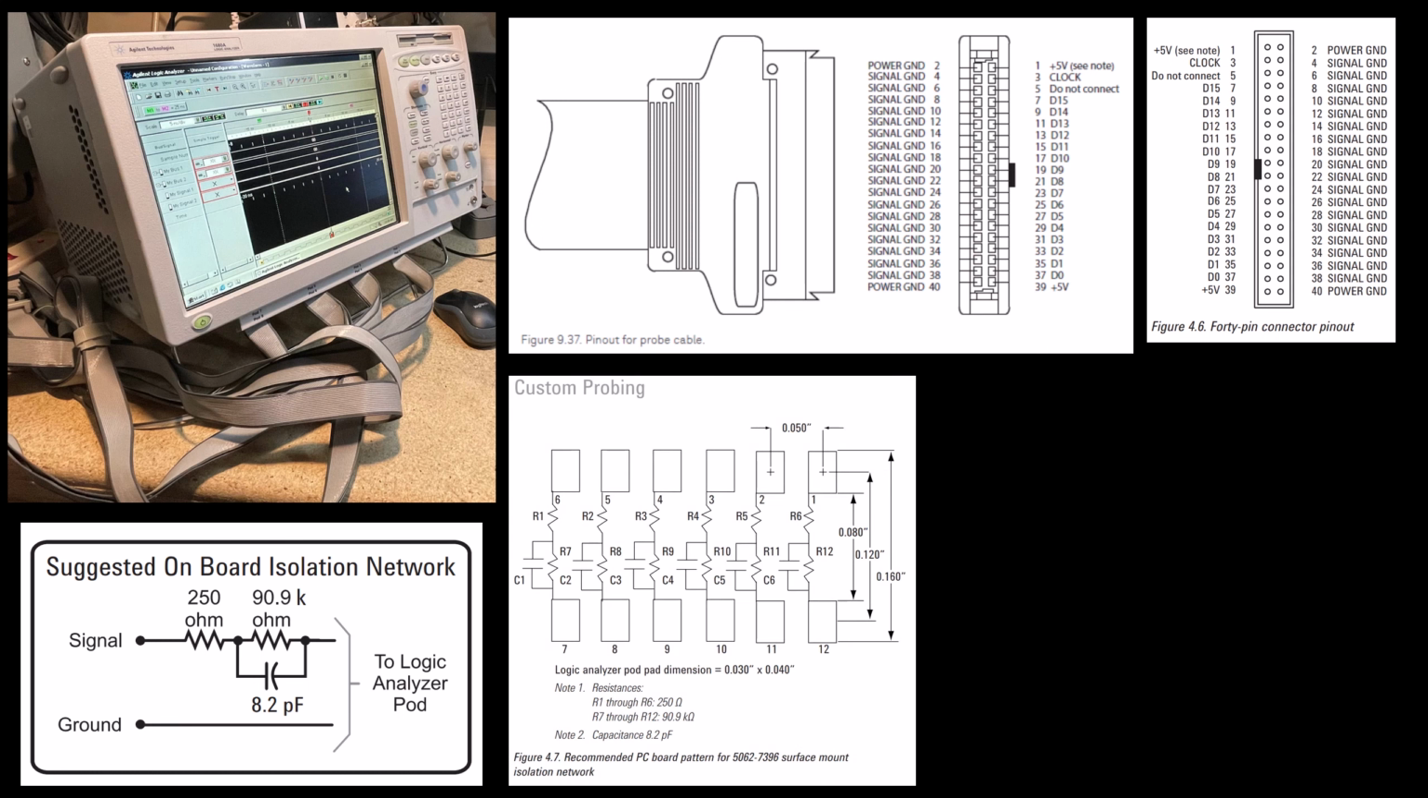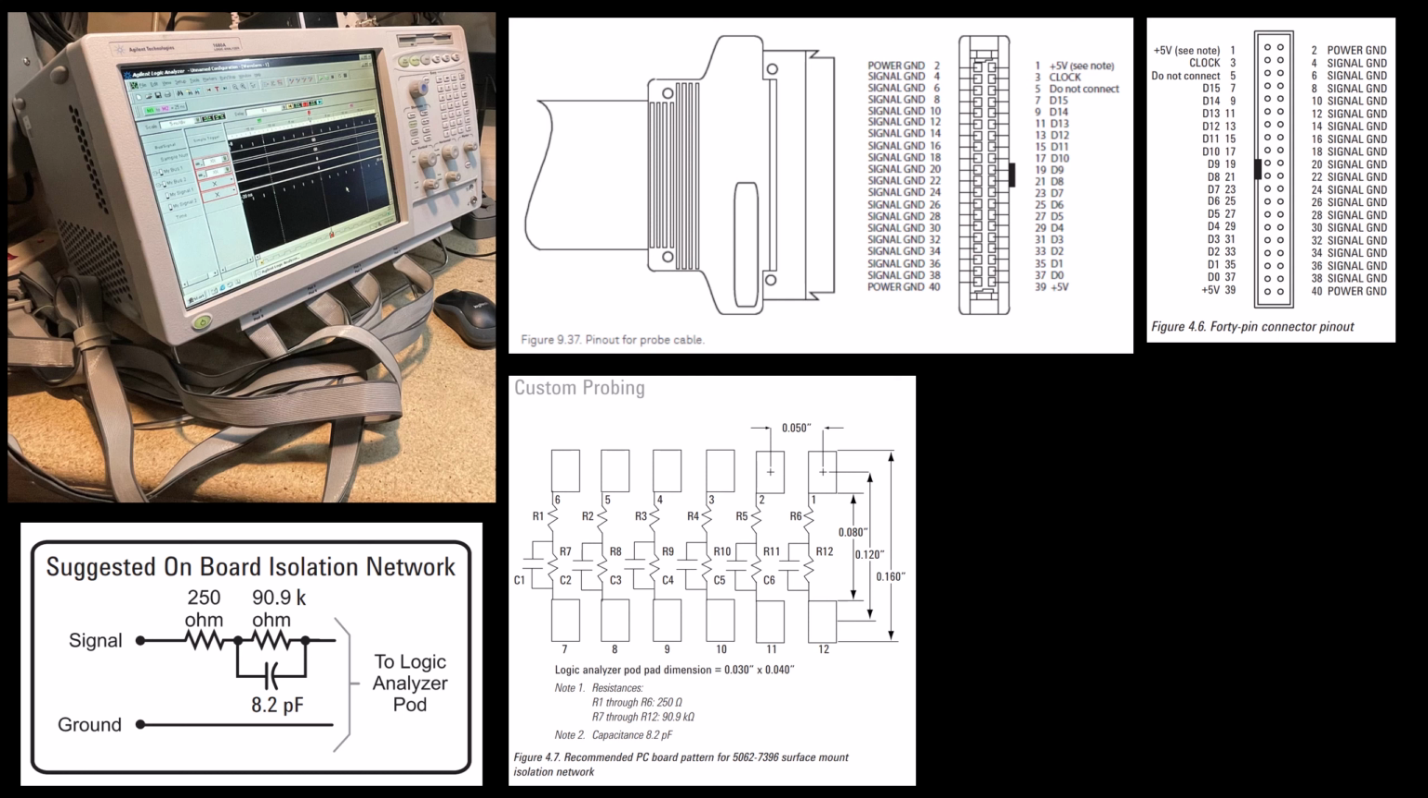Now, Agilent does talk about a surface mount package that puts in 8 of these. Let's see, 1, 2, 3, 4, 5, 6. No, sorry, 6 of these. So it puts 6 of these isolation networks into a package. I don't think you can get these anymore, so I don't have that.